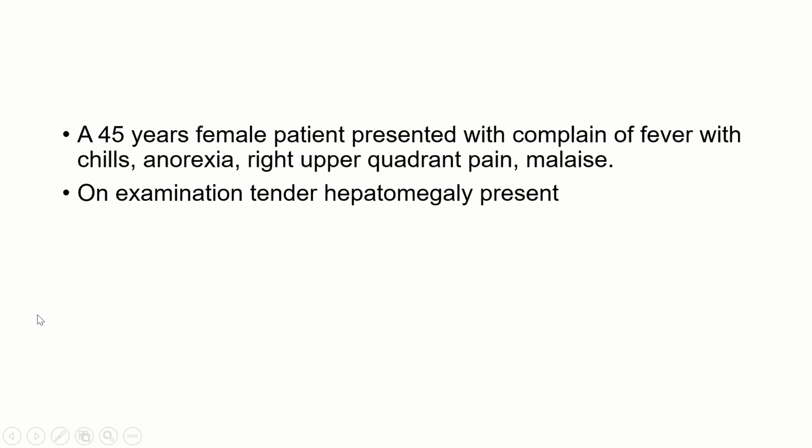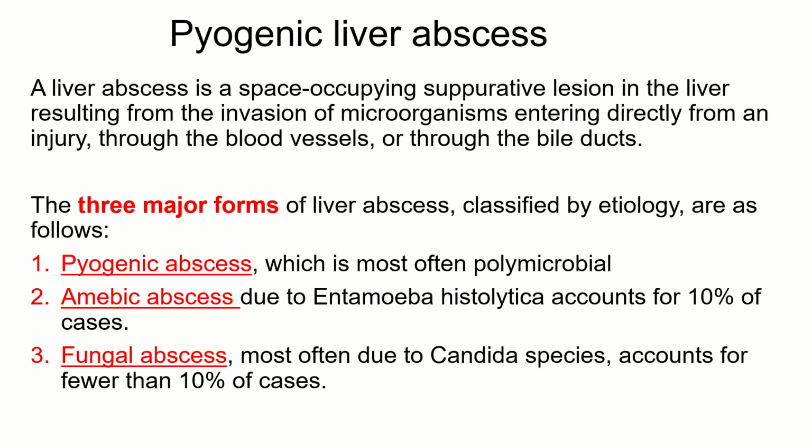Coming to the last case, here we have a 45-year-old female patient who presented with complaint of fever with chills, anorexia, right upper quadrant pain and malaise. On examination, tender hepatomegaly is present. So whenever you are getting any case with the complaint of fever, chills, right upper quadrant pain and tender hepatomegaly, always think of liver abscess.